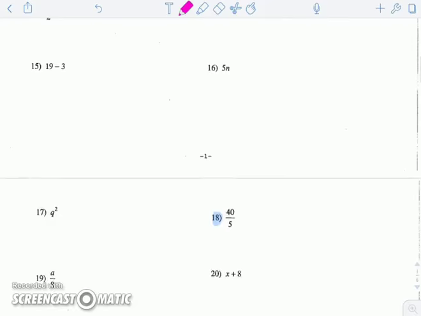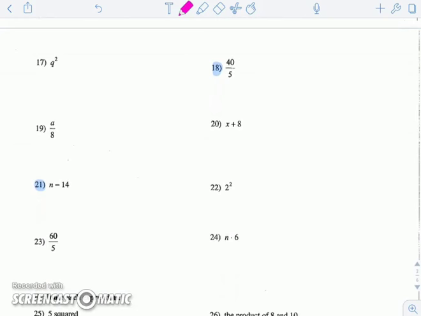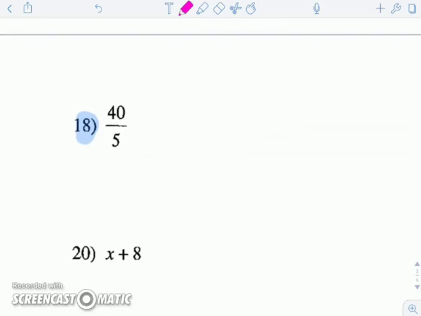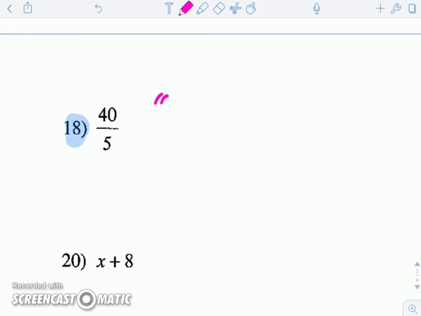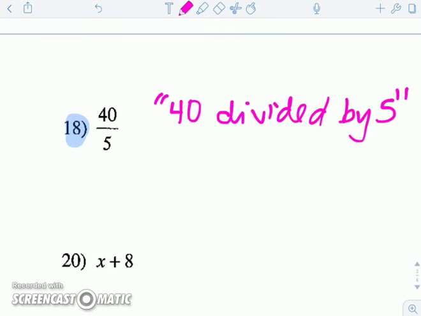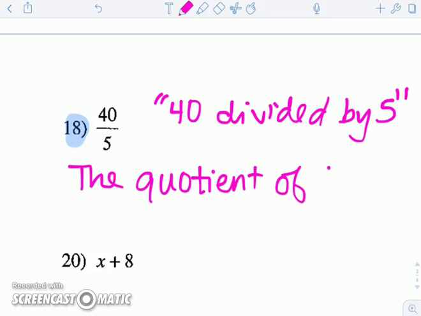All right, I'm going to scroll down to somewhere there's actually already a numerical or variable expression. We're going to turn it into a verbal expression. So here I'm doing division, and I have 40 divided by 5. Basically, how I say it as I read it is a verbal expression. I could say the quotient of 40 and 5.